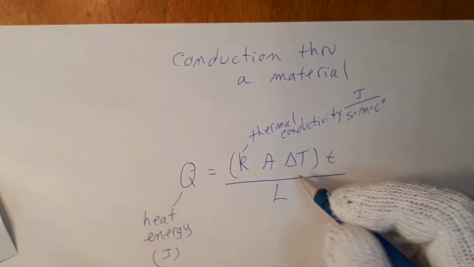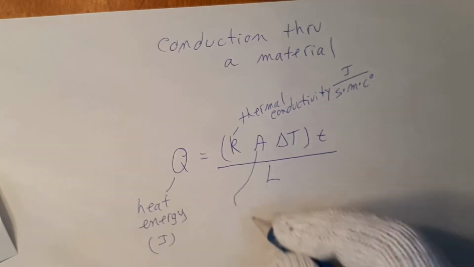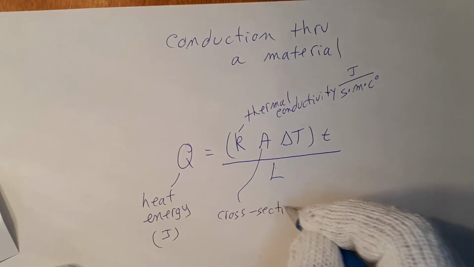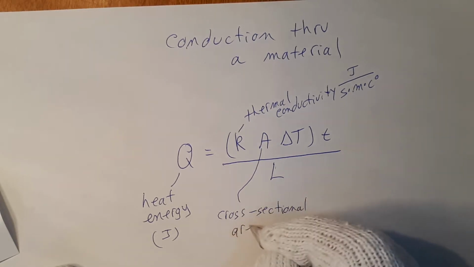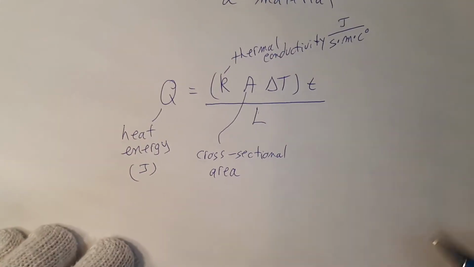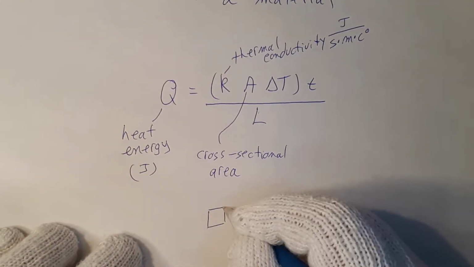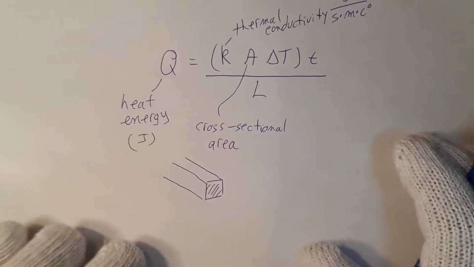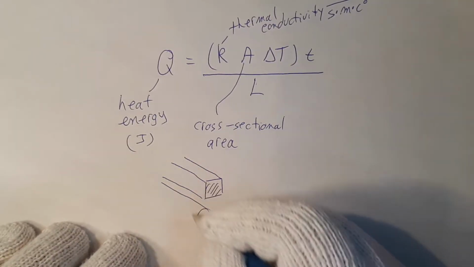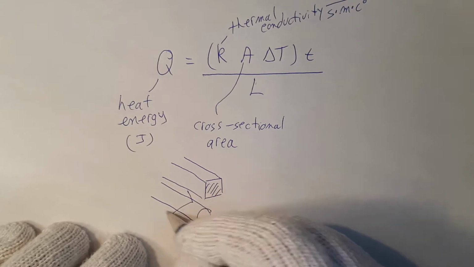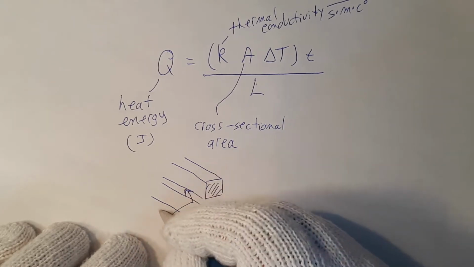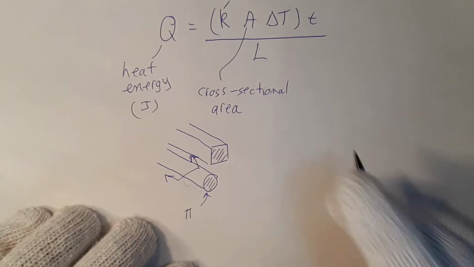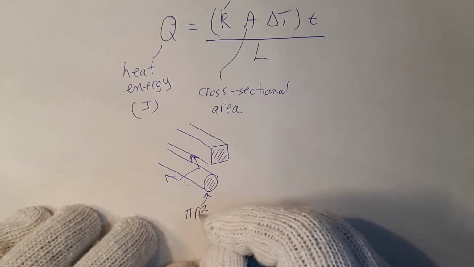The letter A, this is the cross-sectional area. If we had a bar, and that bar was, say, rectangular in shape, and it has some length to it, the cross-sectional area would be this area right here. If that bar were circular, then if we were to cut through that bar, of course we're going to find a circle, and the area of a circle, as you all know, is pi r squared.